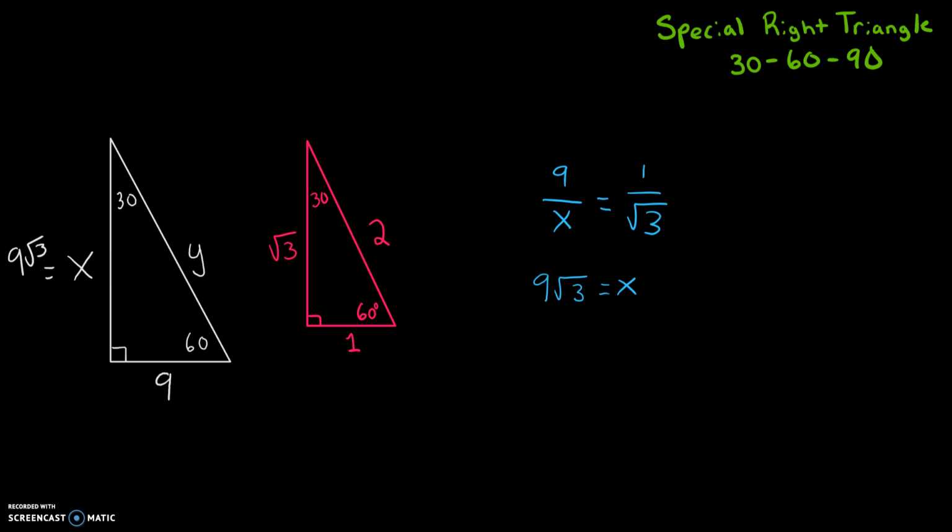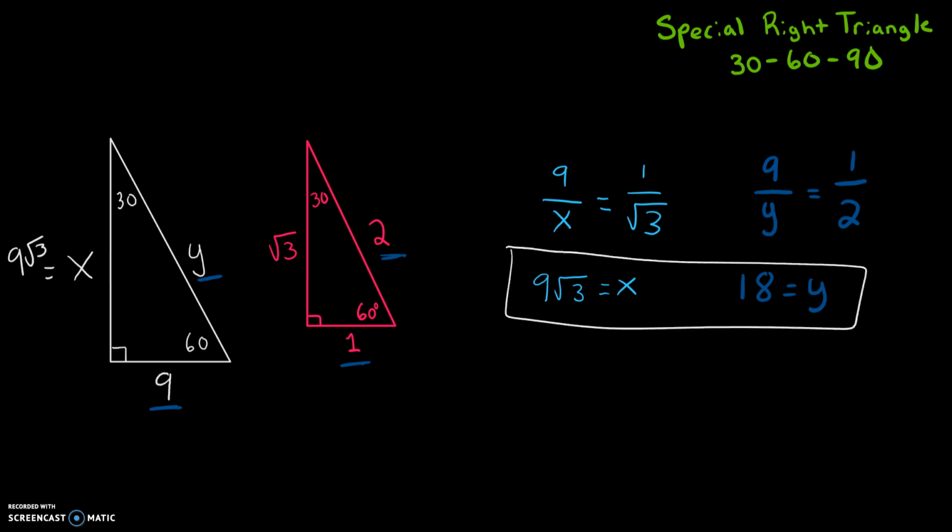The next thing we will do is we will say the short leg over the hypotenuse will equal the short leg over the hypotenuse. So I'll come over here and I will say 9 over y equals 1 over 2. Cross multiply and solve, and I will get 18 is equal to y. And so these are our answers right here. X equals 9 square roots of 3 and y equals 18.